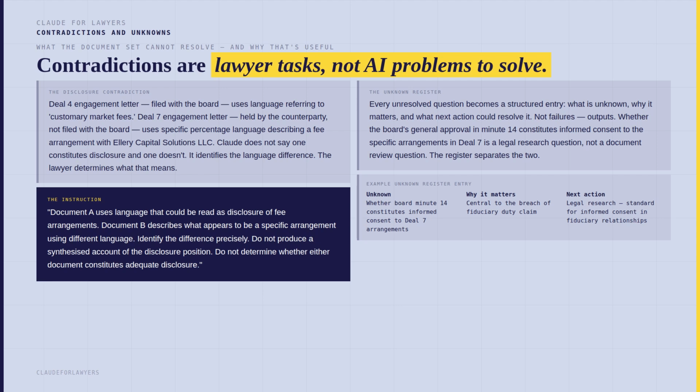Claude identifies the language difference. It does not resolve the legal question of what constitutes adequate disclosure. That's a lawyer task, and in this case, a legal research task. Which brings us to the unknown register.